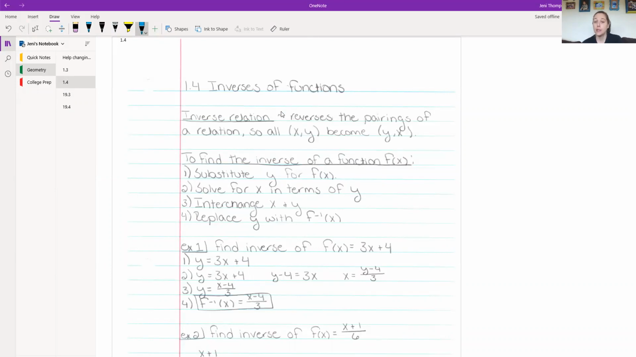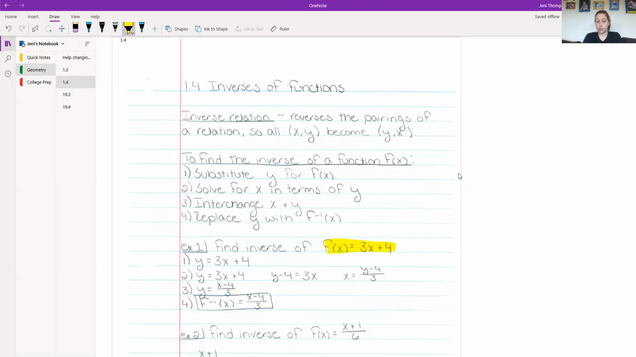An inverse relation reverses the pairings in the relationship. So your points, all your x and y flip. Your y's now become your x's, and your x's now become your y's. That's an inverse relationship.